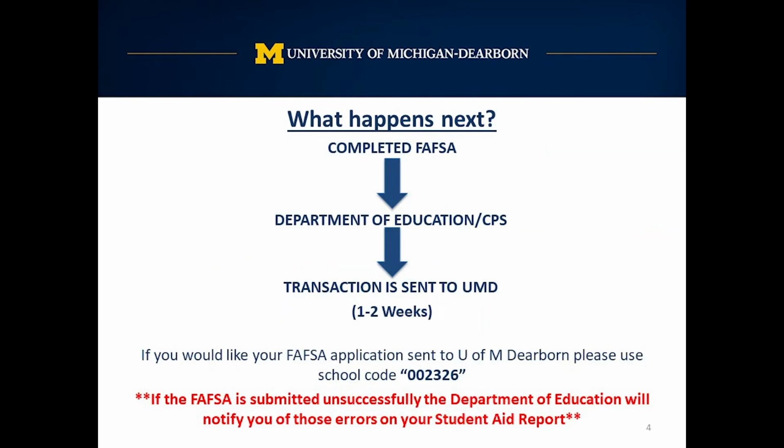Once the FAFSA is submitted to the Department of Education, it will go through their processing department, which is the central processing system. When it is fully processed, it will be sent to the U of M-Dearborn Office of Financial Aid and Scholarships within 1 to 2 weeks. If the application cannot be processed, the Department of Education will send you detailed instructions on how to correct any errors on your FAFSA application through your student aid report. If you would like your application sent to U of M-Dearborn, please remember to use our designated school code of 002326 on your FAFSA. After the submission of the FAFSA, the Department of Education may randomly select you to verify information reported on your application.